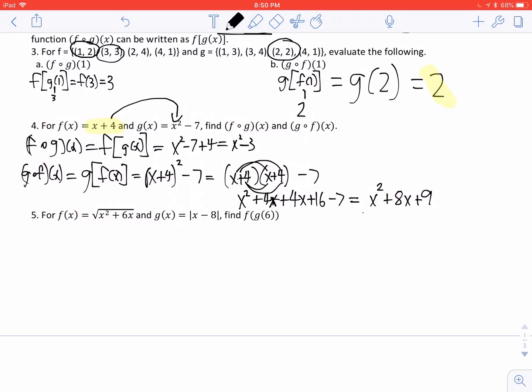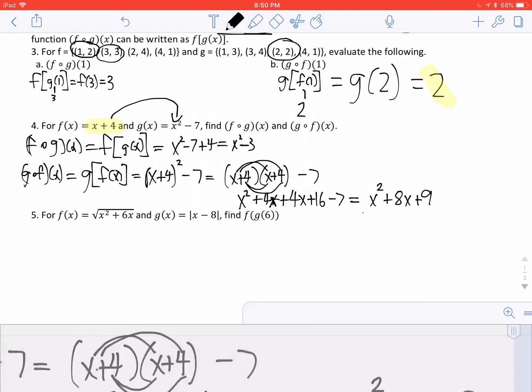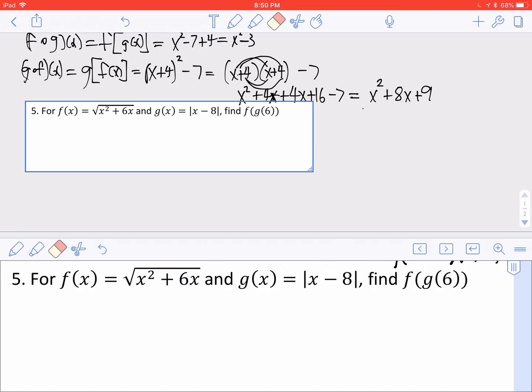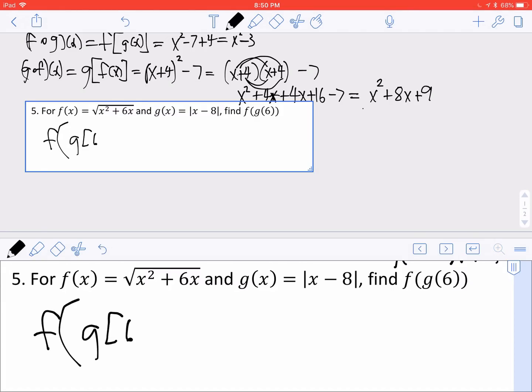Okay, the last example we have here is finding f of g of 6 given these two functions. Notice these functions are a little bit weird looking. We have an absolute value function and a square root function with some squaring going on inside. But we're just going to be evaluating at a number, so we don't have to find the actual function of x that describes f of g of x. We just need to substitute 6 in. So we're first finding f of g of 6, and that means I'm first going to find g of 6.